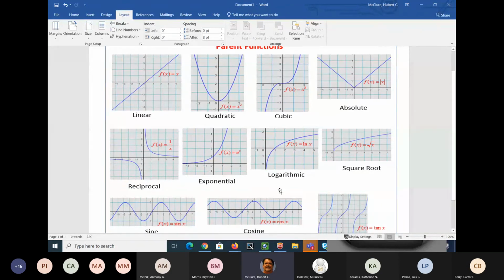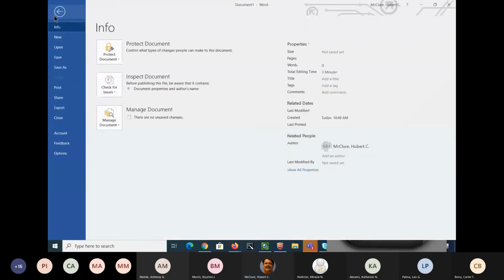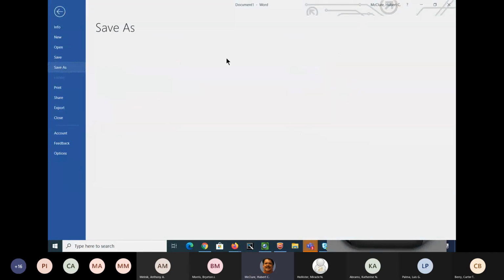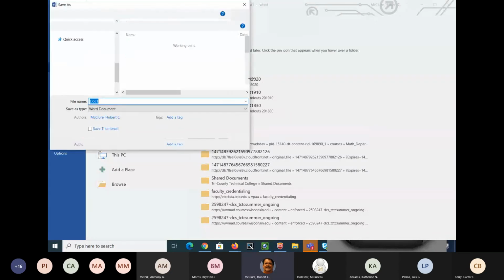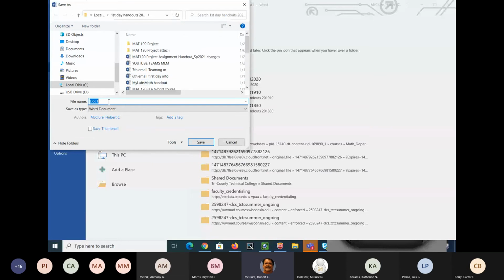And like I said, since all of you are at home mostly or at work, you might want to hit the print button and maybe, you know what? I'm going to do this for you. I'm going to save this. Save as, let's see, 2020. And we're going to call this parent graphs. Okay, save.